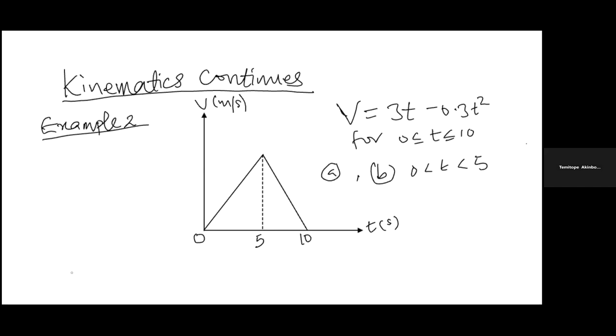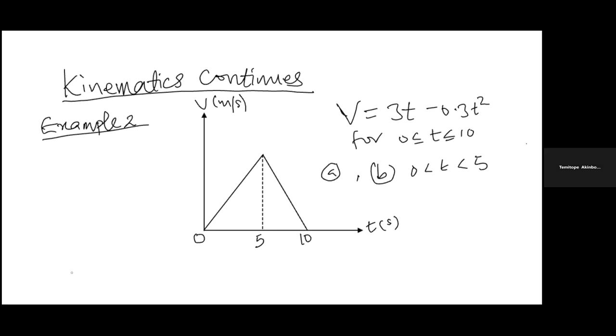What does that mean? The displacements from A of P and Q are the same when t equals 10. What does that mean? That means they are in the same position. Is that clear? Yes, sir.